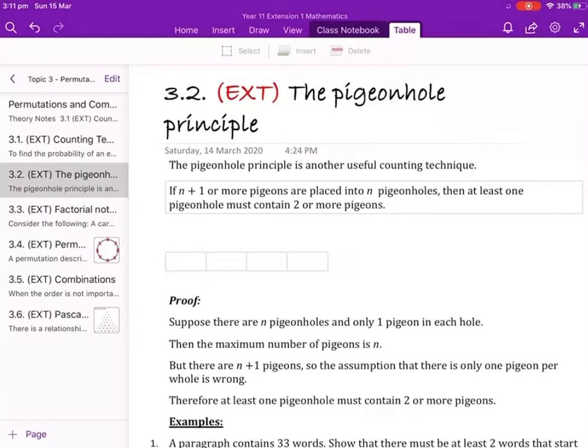Hi guys, today we're going to learn about the pigeonhole principle. In the previous lesson to this, we learned about counting techniques. The pigeonhole principle is another useful counting technique.